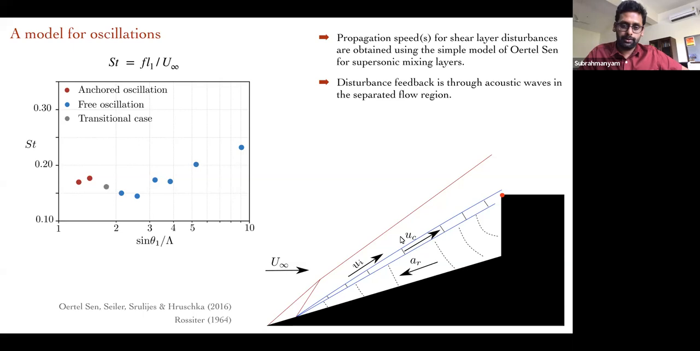Now to get a velocity scale for the disturbance propagation, one can always do a formal linear stability analysis of the supersonic shear layer. But we took a simpler approach. We found a model in the literature from Portal Sen et al., where they were looking at supersonic jets, and their interest was in understanding the Mach angle of disturbances that come from these jets. But in their work, they had a very simple model that allows you to readily work out a velocity scale for this disturbance propagation. In fact, you get three independent velocity scales for this supersonic shear layer, labeled as the supersonic mode, the subsonic mode, and the Kelvin-Helmholtz mode.